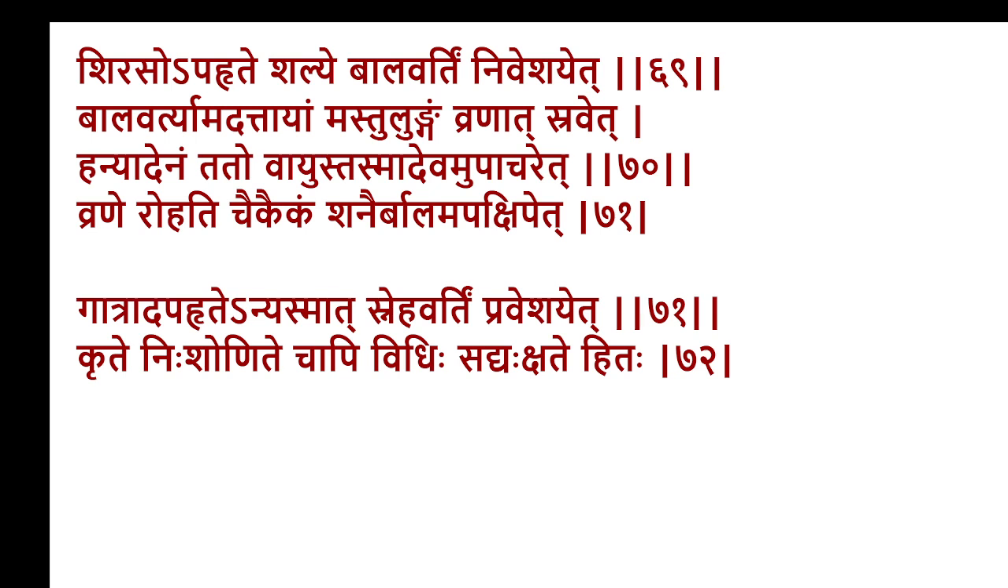Now this is again another unique type of treatment which may not look practicable now. In a case of skull injury where there is a leakage of the brain tissue, the mastulunga, brain tissue is projected out, Sushruta suggested to close that aperture, that opening in the skull bone, with a tuft of hairs and then make the patient recover.